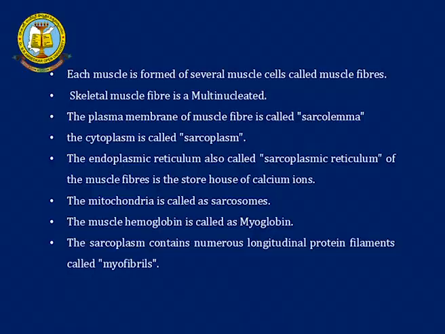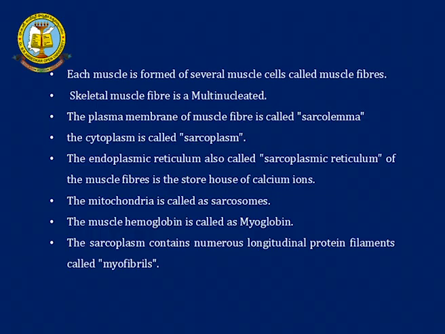The plasma membrane is named sarcolemma, cytoplasm is named sarcoplasm, and endoplasmic reticulum is named sarcoplasmic reticulum, and it is the region where a number of calcium ions are present, and these calcium ions in turn help in muscle contraction. The mitochondria present in the muscle are called sarcosomes, and these are the powerhouses of the cell, and the muscle hemoglobin present in the muscle is called myoglobin.